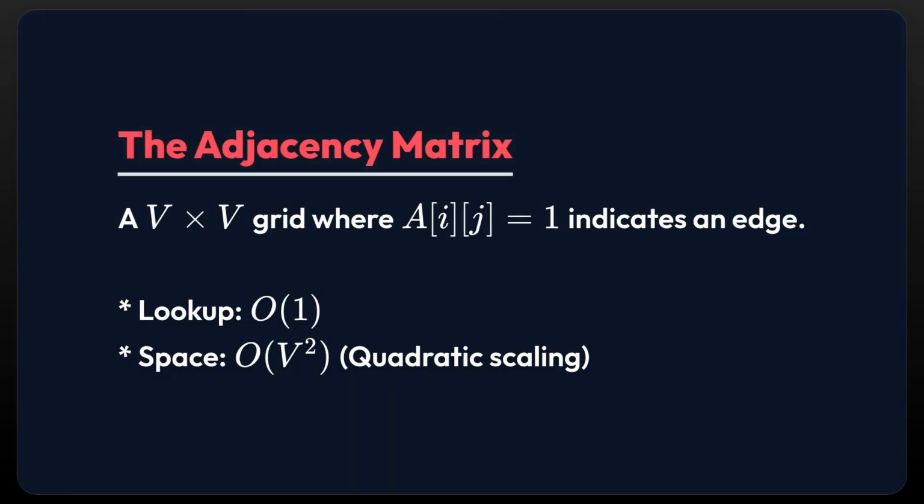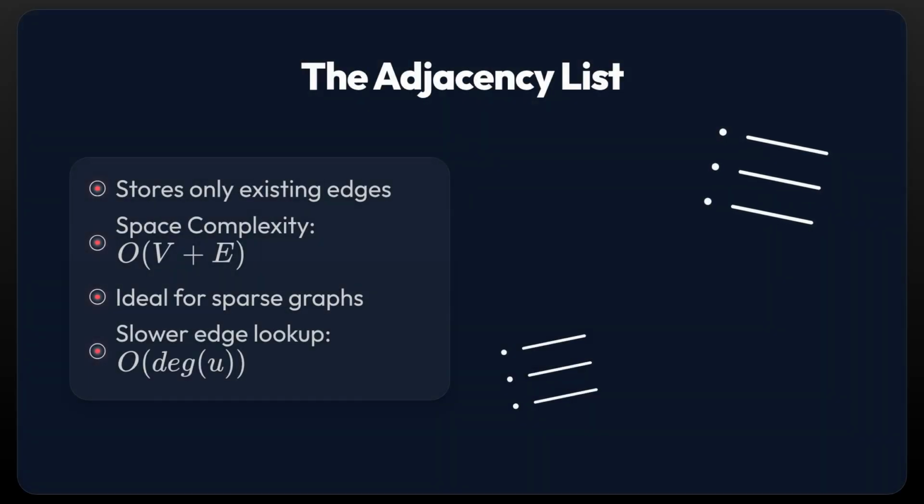The first way to represent a graph is the adjacency matrix. Imagine a square grid. If row I and column J intersect at 1, an edge exists. This structure is mathematically elegant and allows for instant edge lookups. However, it is memory hungry. The space requirement grows quadratically, meaning a graph with 1 million nodes would require terabytes of RAM, making it impractical for large, sparse datasets.